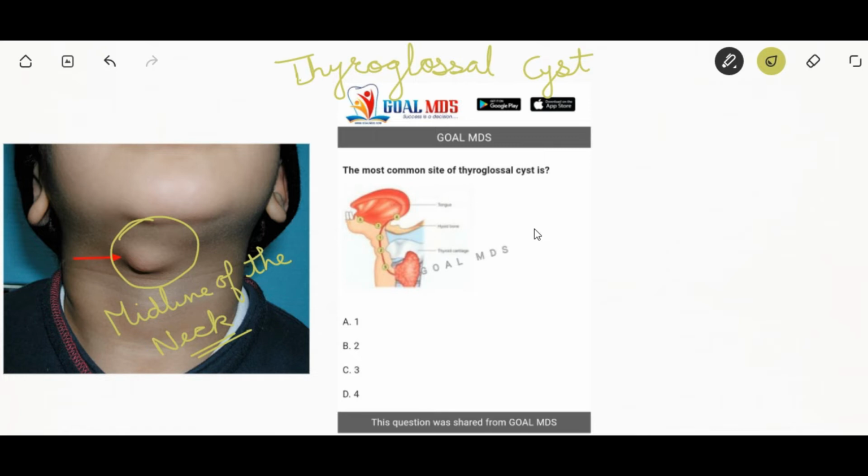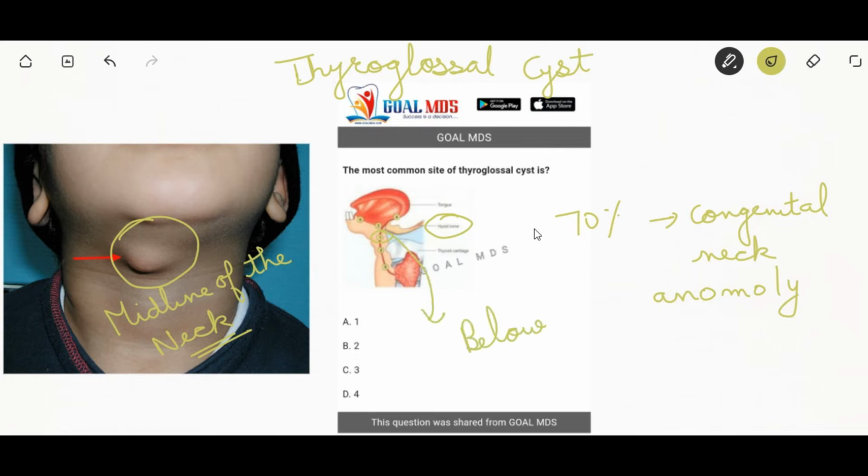First of all, this cyst is located in the midline of the neck. That you have to remember. The thyroglossal cyst is present in the midline of the neck, and it accounts for almost 70% of all the congenital neck anomalies. It is commonly seen in preschool age children and during mid-adolescence. Now, what is the site of thyroglossal cyst? The most common site of the thyroglossal cyst is below the level of hyoid. So your answer will be 1. So this is hyoid, and the most common site will be infrahyoid.